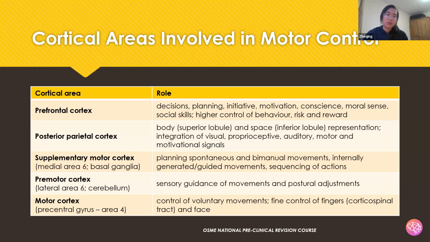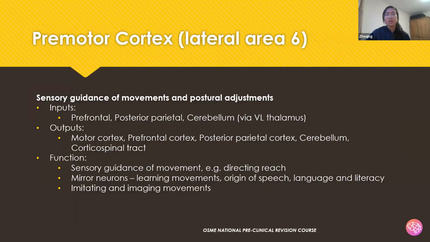And then the premotor cortex, which is the lateral area 6, has inputs from the cerebellum. It helps with the sensory guidance of movements and postural adjustments. And the motor cortex, as we mentioned, controls voluntary movements, especially fine control of movement. So we'll talk a bit about the important cortical structures and then we'll move on, but I'm not going to dwell on this too much.